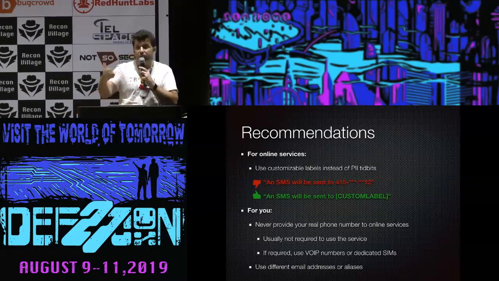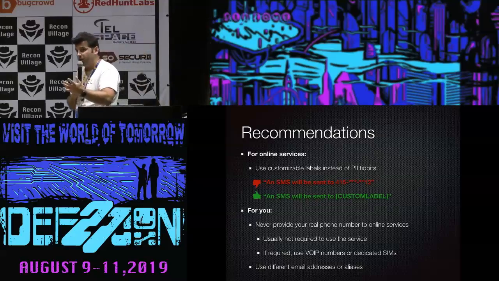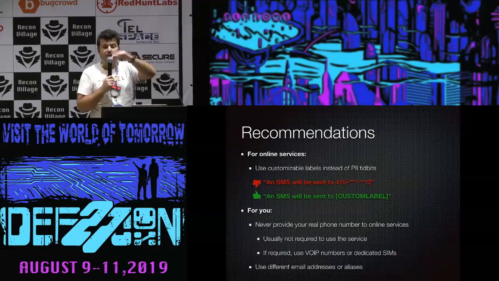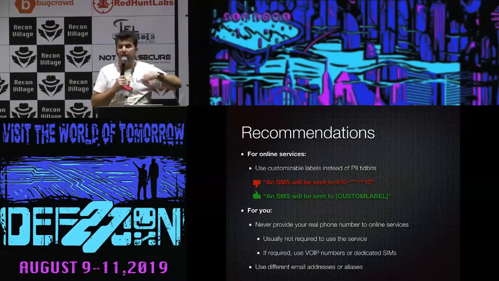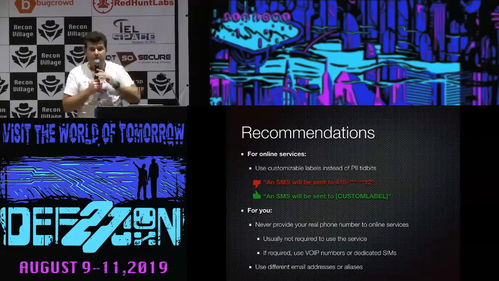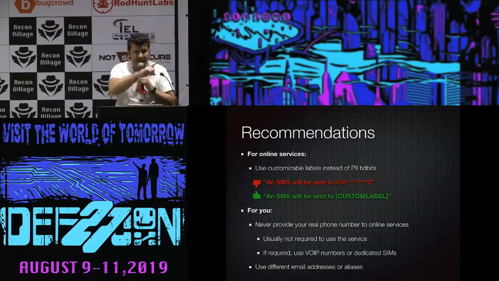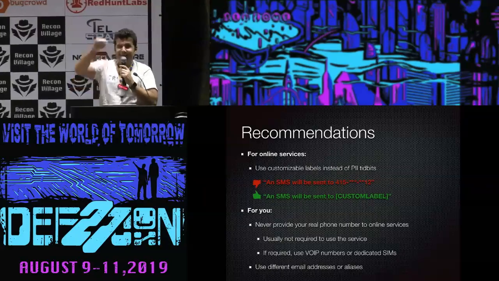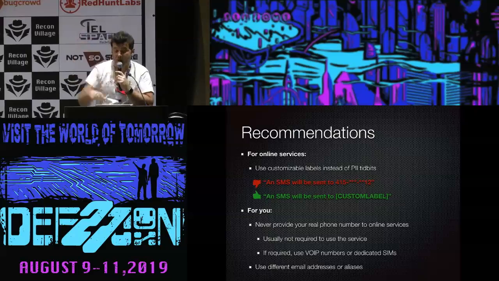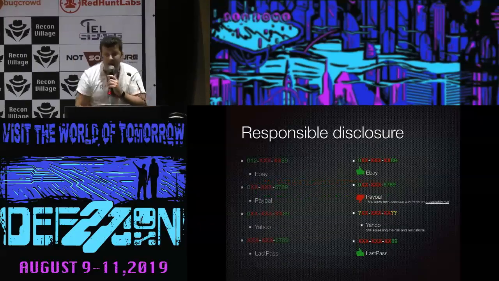You can also use email aliases for accounts. There is no reason why you have to be on Uber with your personal email, and on LastPass, and here and there. By using email aliases, when there are password dumps and these automated attacks, they will go scrape different services and try your passwords that they have in clear text. If you have different email aliases, then it will be fine.